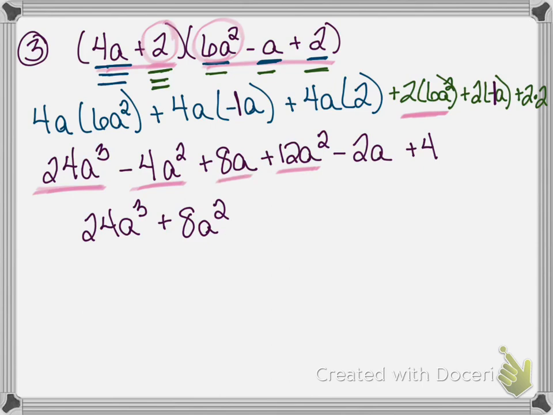Next, I have 8a and negative 2a. So then I am left with 6a. Okay? Then I have a 4 left over, so I just add the 4. And nothing else can be combined with these. You don't have any more like terms. They're all different because their exponent is different.